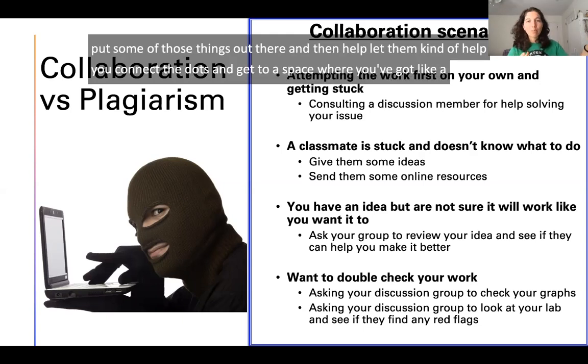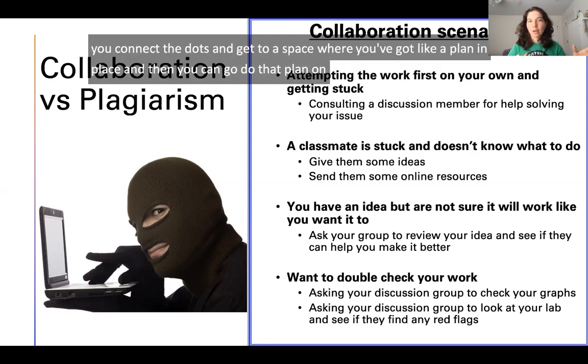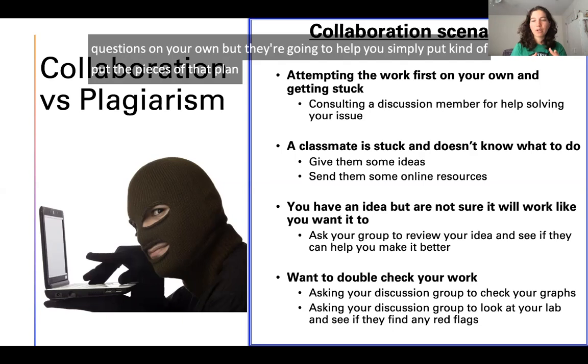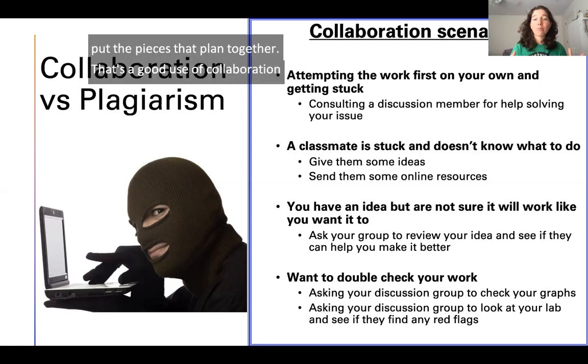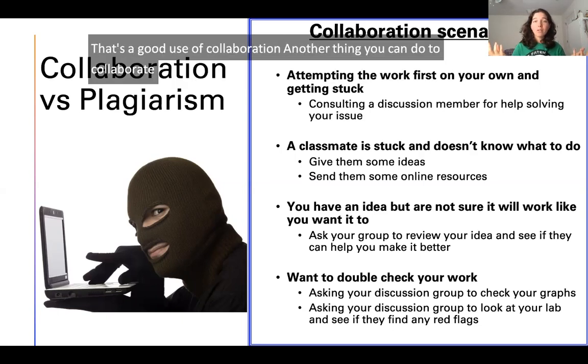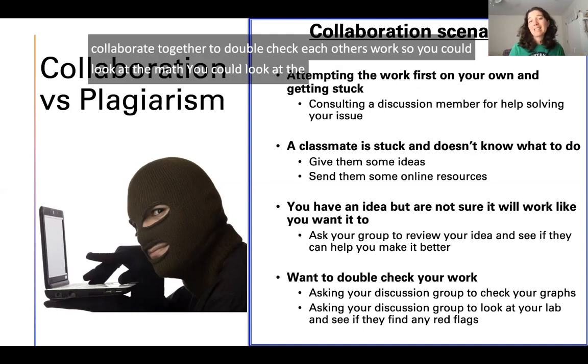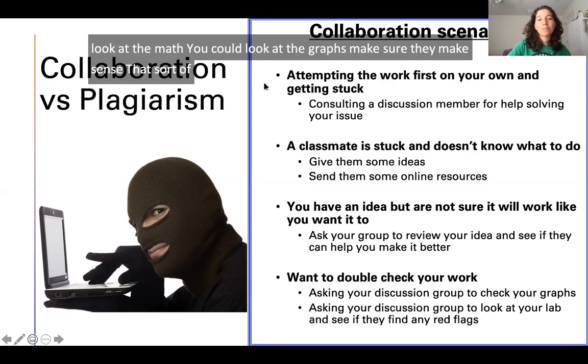And then you can go do that plan on your own and answer the questions on your own. But they're going to help you put the pieces of that plan together. That's a good use of collaboration. Another thing you can do to collaborate together is to double check each other's work. So you could look at the math, you could look at the graphs, make sure they make sense, that sort of thing. That's totally fine to do.